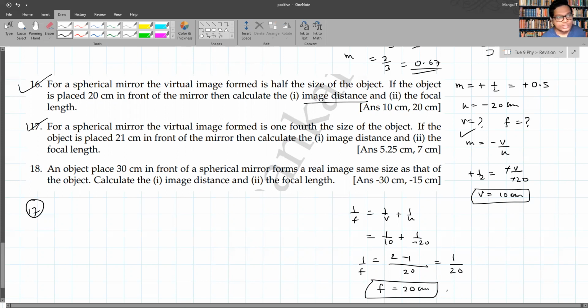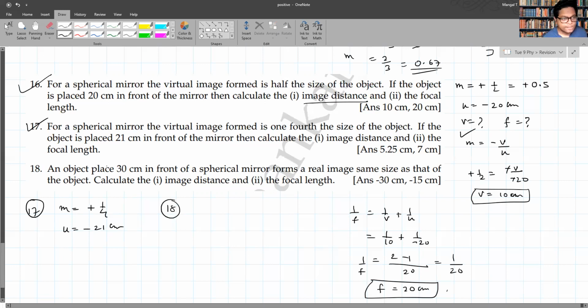And in the 17th question now, for a spherical mirror, the virtual image formed is 1/4 the size of the object. So we get m as equal to plus 1/4. The object is placed 21 centimeter in front. So u is equal to minus 21 centimeter. And again, they have asked us to find the same thing. So this is like a repetition.